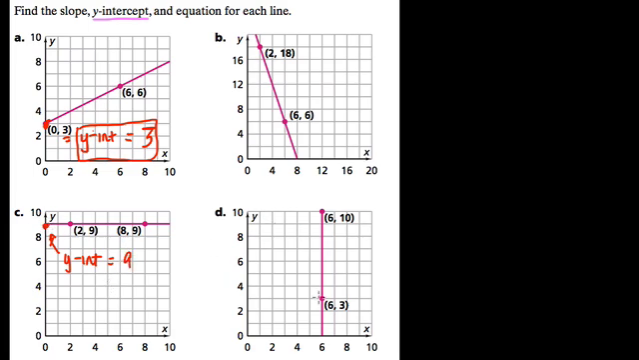Now D is interesting because we have this vertical line, and that means it's parallel to the y-axis and they'll never meet. So here, actually, there's no y-intercept, right? If they'll never meet, there'll never be a y-intercept. There is an x-intercept down here at (6, 0). That is the x-intercept, or the location where our line crosses the x-axis.